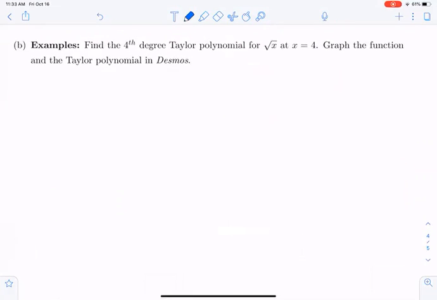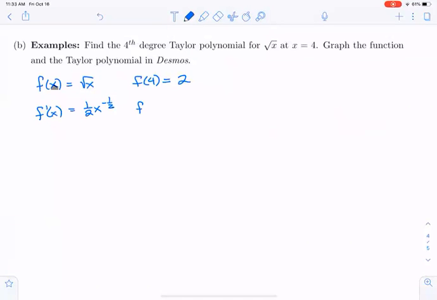I'm going to show you how you would do this problem for square root of x. So I'm going to calculate square root of x at x equals 4, because I want to do a Taylor polynomial that's centered at x equals 4. So square root of 4 in this case is going to be 2. The derivative is going to be 1/2 x to the minus 1/2. And so the derivative at 4 is going to be 1 over 1/2, and then 4 to the minus 1/2 is also 1/2, so I'm going to get 1/4.